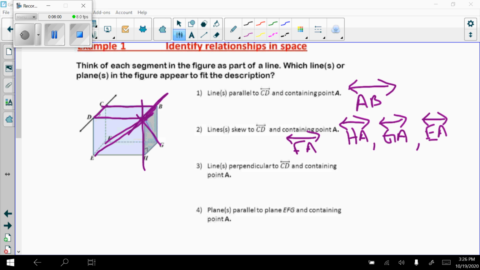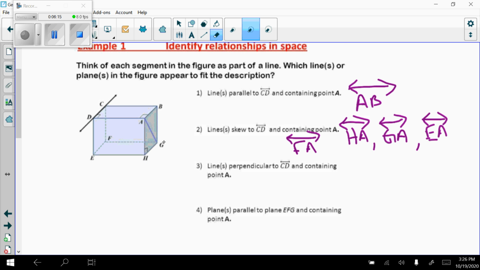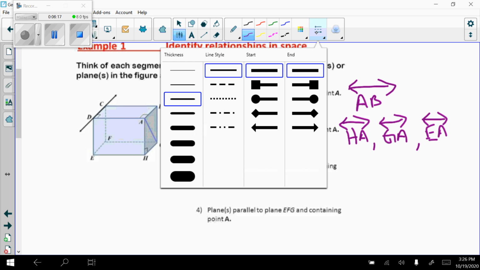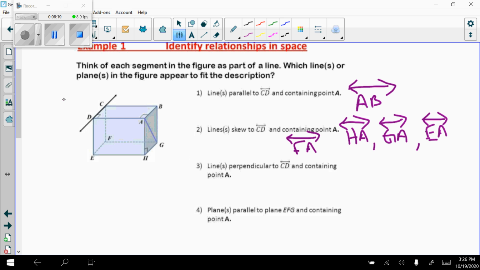All right, number 3, we want lines perpendicular to segment CD and containing point A. So perpendicular to CD, but also go through point A. So let's erase some of this so that we can look at that again. Okay, so perpendicular to CD goes through point A. Our only one is going to be AD, so line AD.